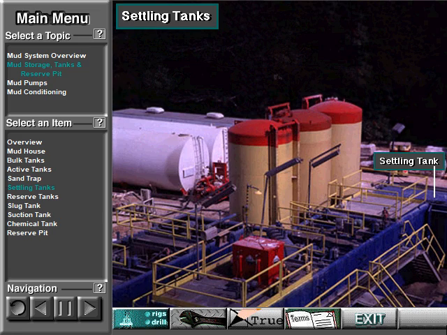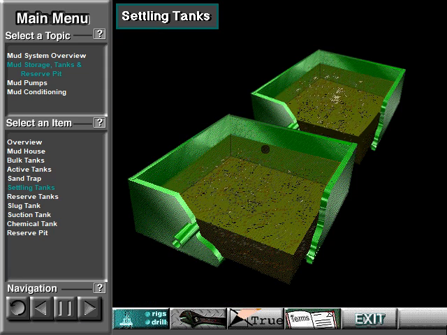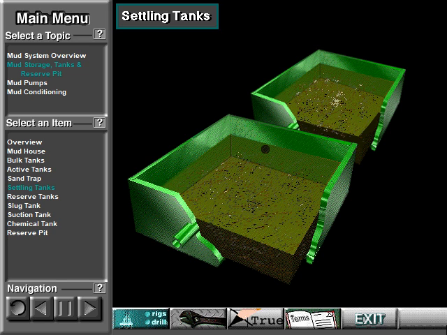Some small or old rigs may have 2 or more settling tanks in the tank system. They allow solids in the mud to settle out, but settling tanks do not do a very good job as compared with newer generation solids removal equipment. So, today, most rigs use a desander and desilter.